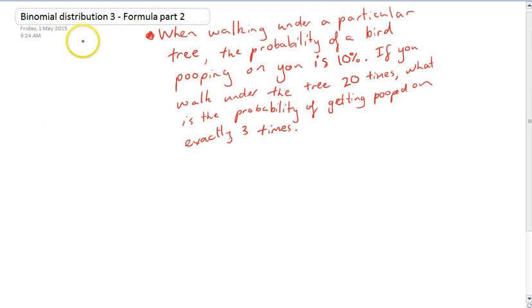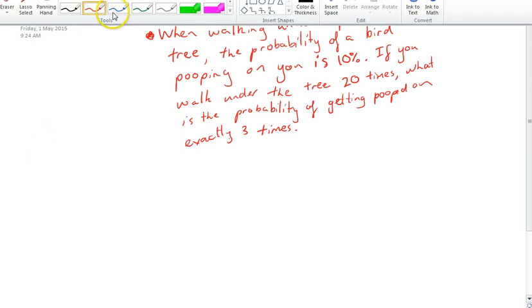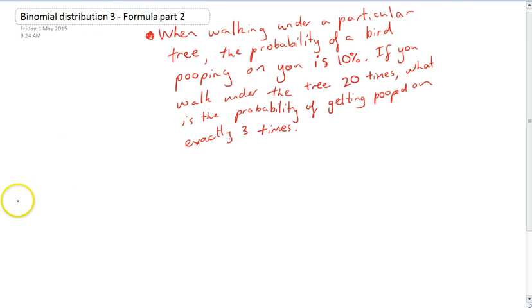Okay, so we can use our... This question is no different to cards, dice, coins, etc. There's success and there's failure. Now, first of all, I might just write a little bit of information here. The number of trials we're dealing with, there's 20 trials. The number of times we're dealing with is 3.